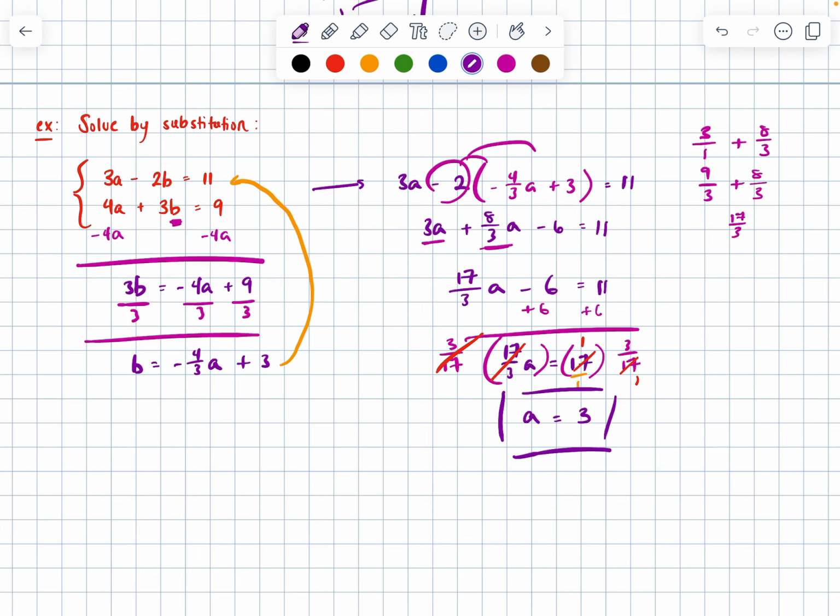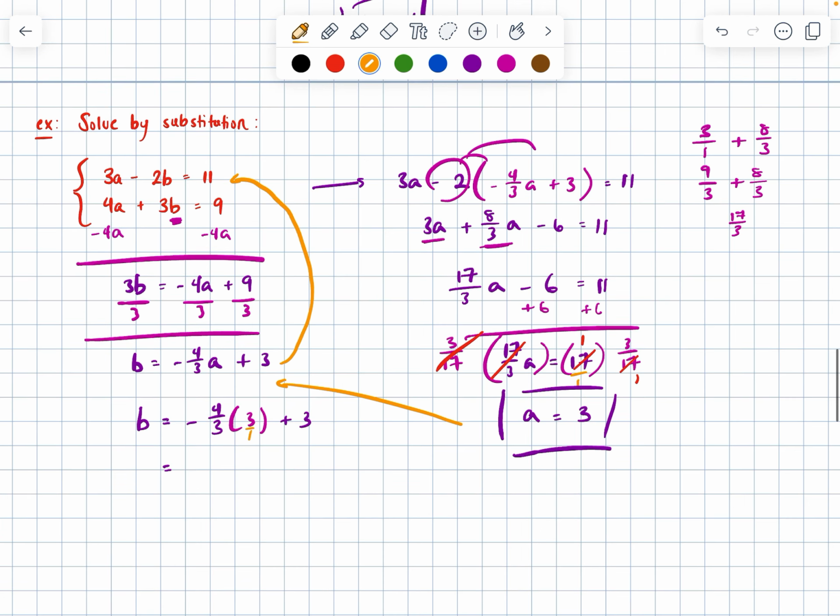A equals 3. Thinking cap, where is the wisest place strategically to plug this value in for a? Go. 5, 4, 3, 2, 1. Well, that would probably be right over there. So now that I know a is equal to 3, I want to find the value of b. So b is equal to negative 4/3 a plus 3, where a is equal to 3. From here, negative 4/3 times 3.